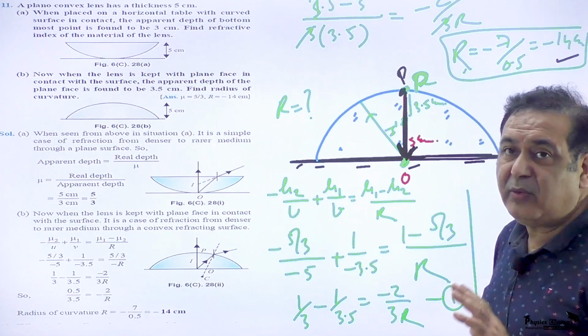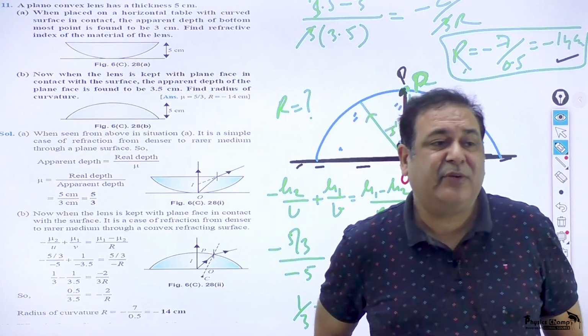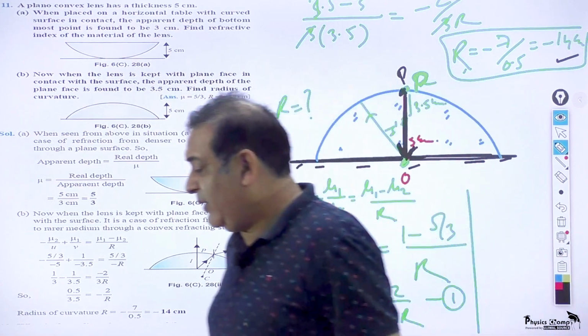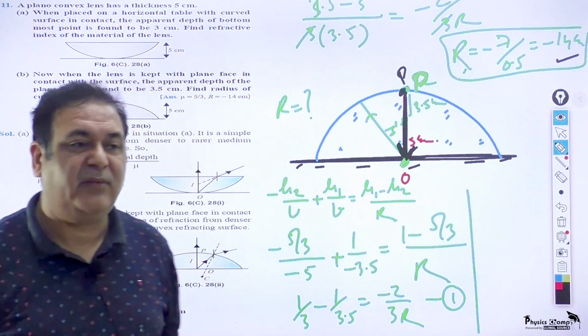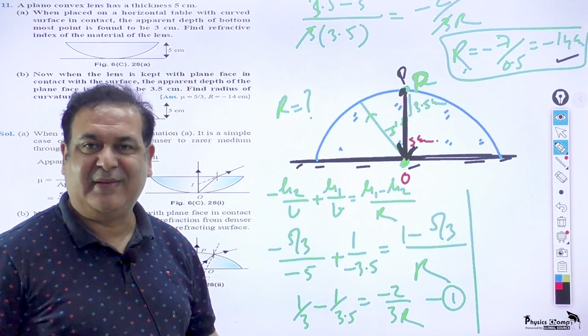And that's how you have seen these 11 questions. By doing these 11 questions, you are now very confident about spherical refracting surfaces. Now we can move to the lenses from here.